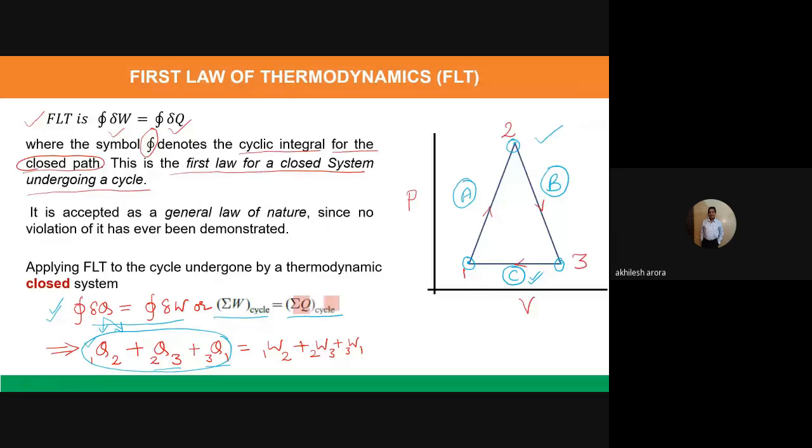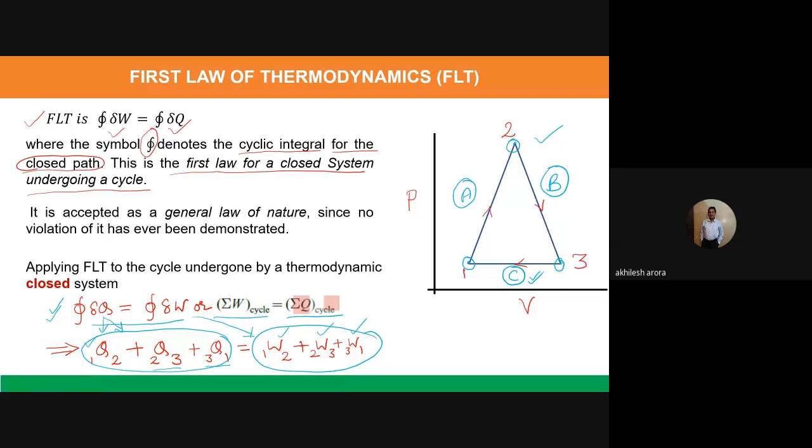So the cyclic integral of delta Q means adding the heat transfer values for all these three processes, and that should be equal to the work transfer during the process 1 to 2, the work transfer during the process 2 to 3, and the work transfer during the process 3 to 1. So this is the value of delta W. Okay, so that means if I know any five quantities, suppose I know the heat transfer in all the three processes, and if I know the work transfer in any two processes, I can calculate the work transfer in the sixth quantity, sorry, the third process.